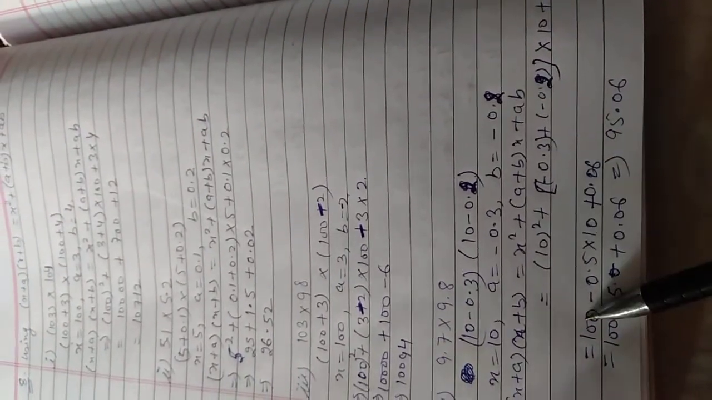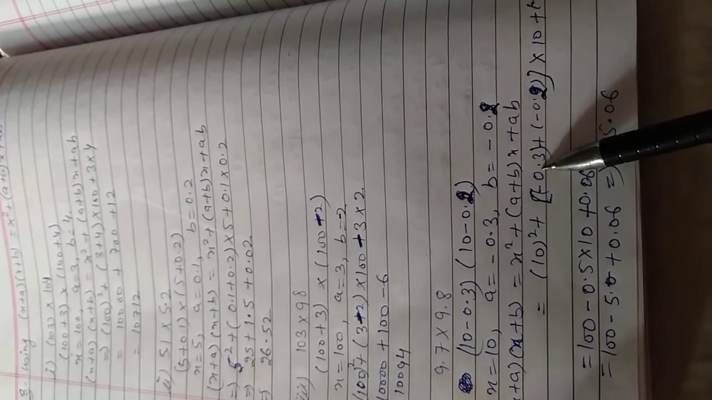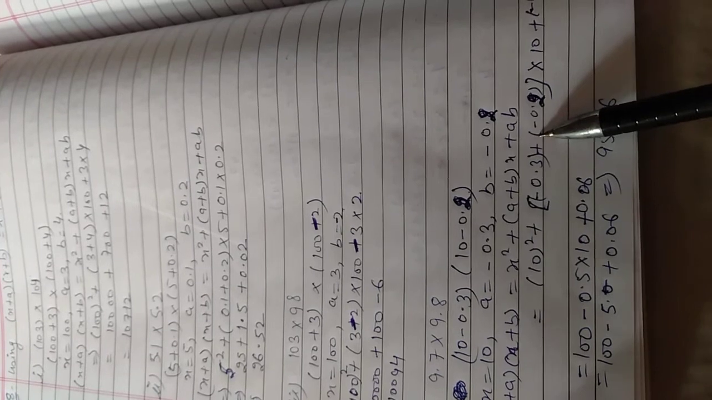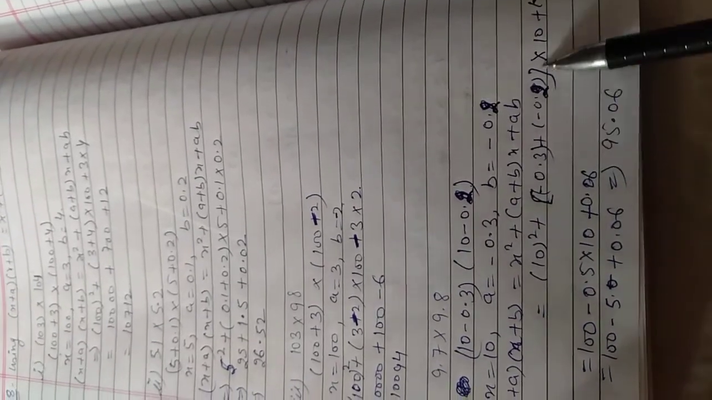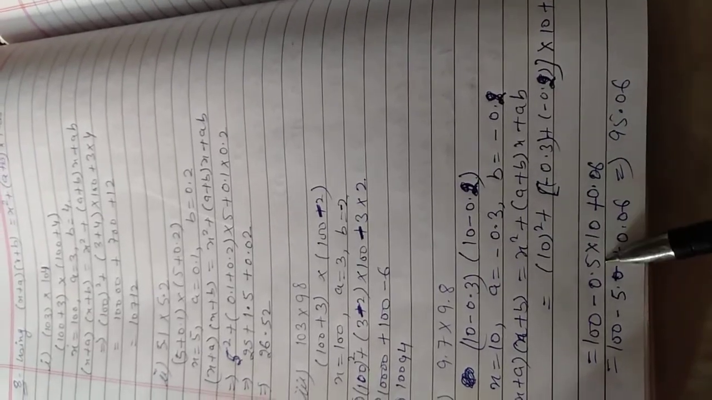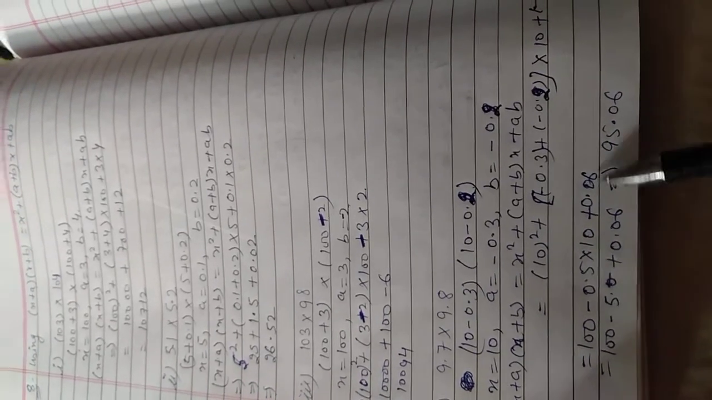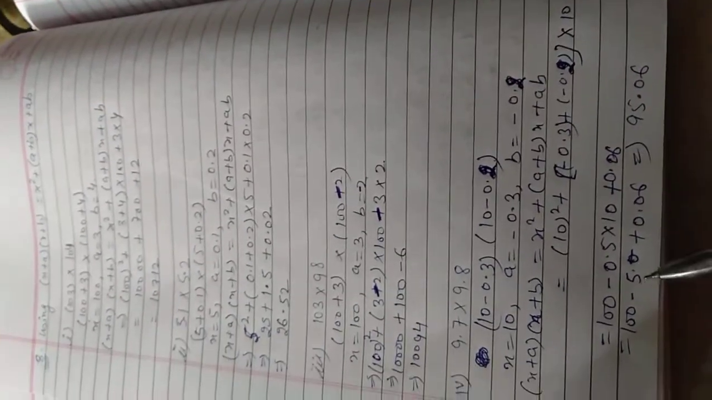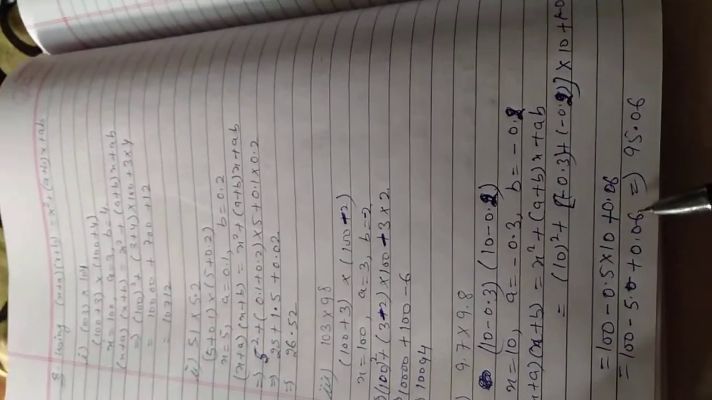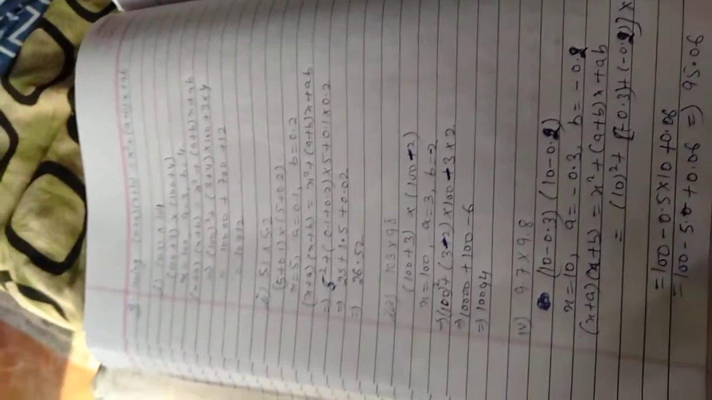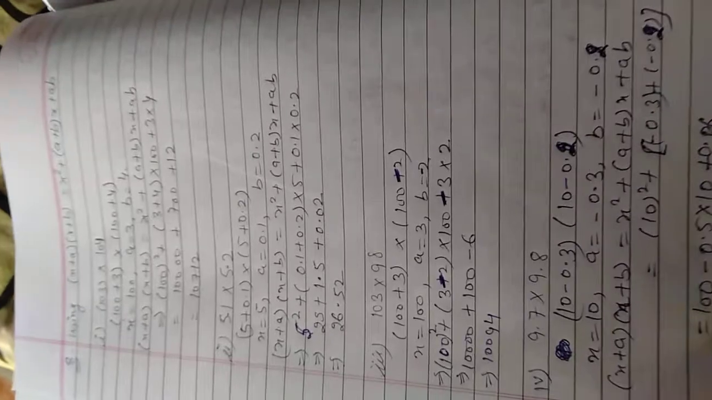So 10 square is 100, and this is 0.3 and 0.2, both have the negative sign, so you will add the numbers and put the negative sign. So 0.5 multiplied by 10 is minus 5.0, right? And you will cut this 0, and 3 6s are 18, two places will be there, so 0.06. So this is 100 plus 0.06 minus 5, when you do this it is 95.06. So that's all for today.